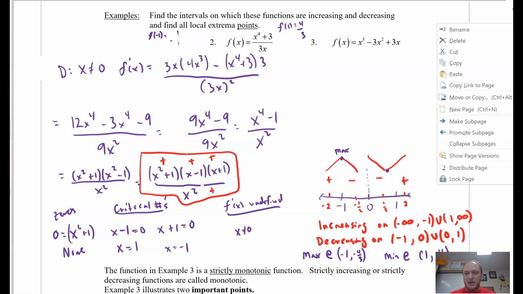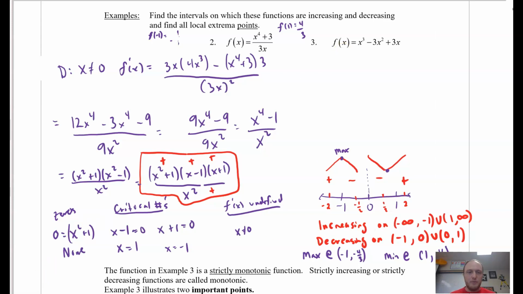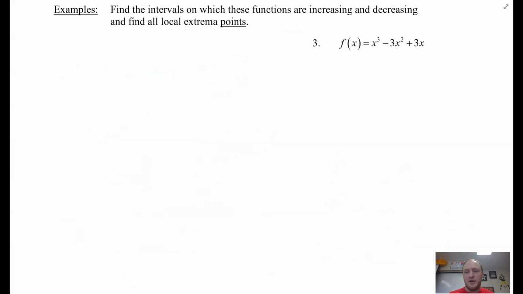Next example. I'm going to duplicate this page, and I'll do example 3. Okay, and here is number 3. So for number 3, this is a polynomial function, which means that the function is continuous everywhere. So from negative infinity to positive infinity. I don't have any values to worry about that are undefined.